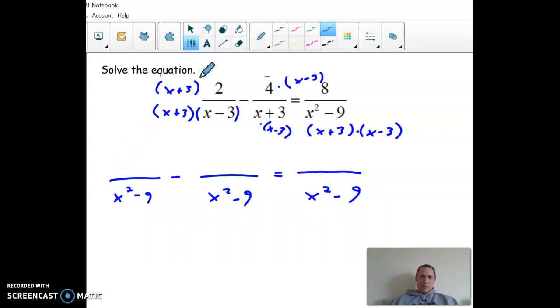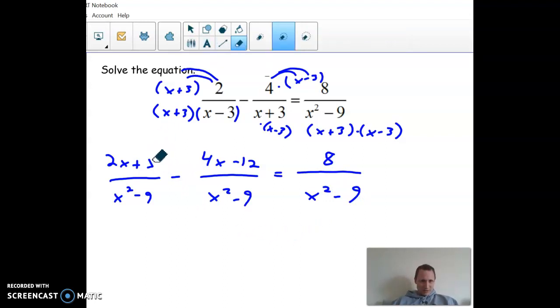Then for the numerators, this one we just have to do 2 times x plus 3, so 2x plus 6. 4 times x minus 3 is 4x minus 12. The other one is unchanged because it already had the regular x squared minus 9 denominator. Sorry for the poor handwriting. This should be a 6 right there. I have to click the eraser twice because this program's awesome. It doesn't work the first time.